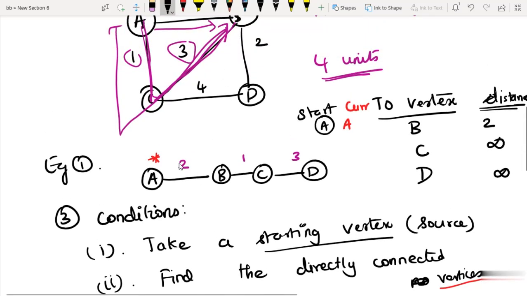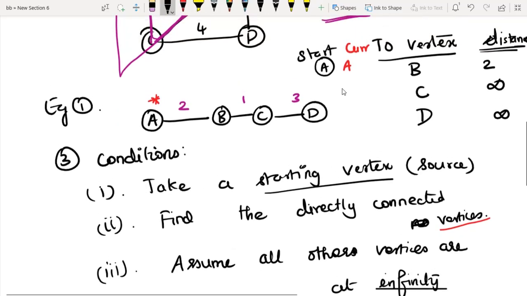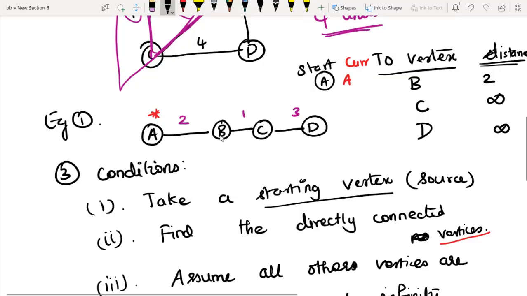You can simply add and write the distance, but I'm explaining the workflow of the algorithm. That's why I'm taking it to be infinity initially. So understand that you have to take a starting vertex, that is A, and find the directly connected nodes, that is only B. If I had one more node, then I could say E is also directly connected, but here unfortunately only B is directly connected. So if it is directly connected, write the distance. So 2 is written directly, and all the other nodes you make infinity. Don't simply add and write, make it infinity, because let us assume that we don't know the distance.